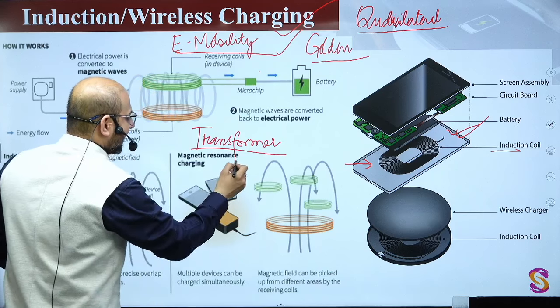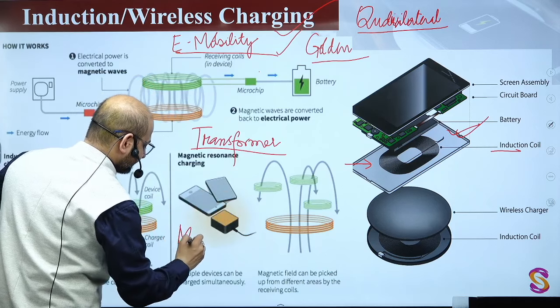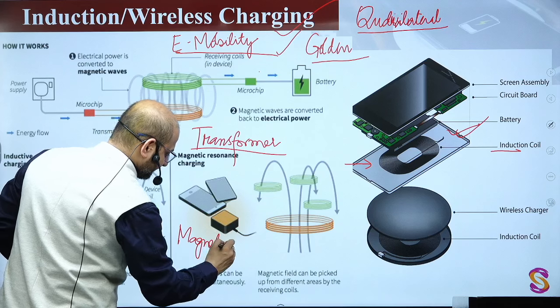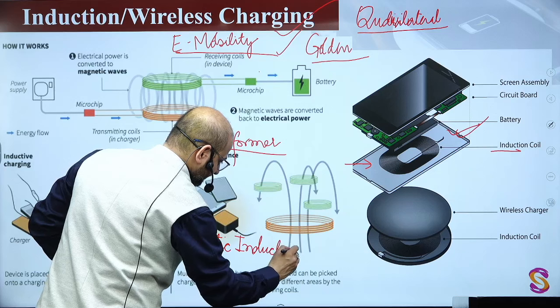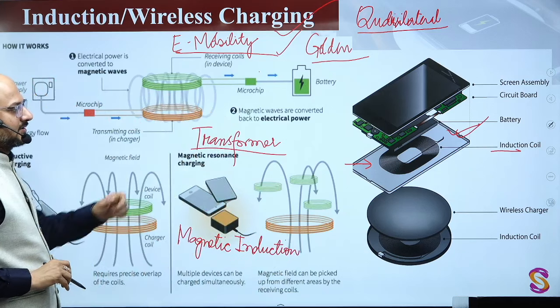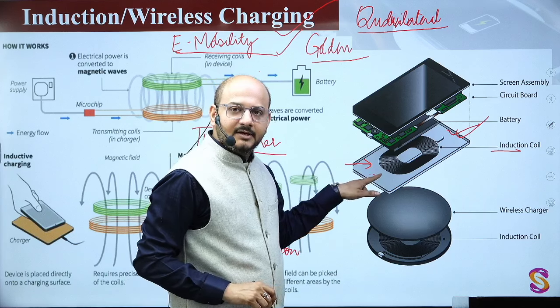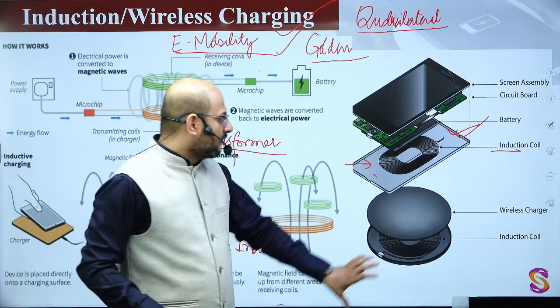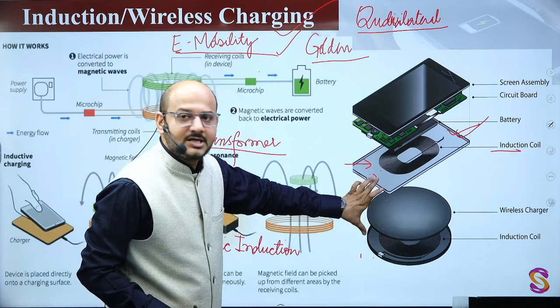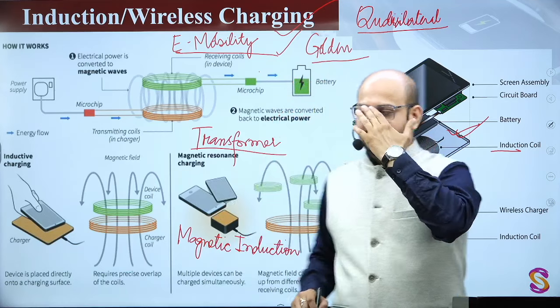Or magnetic induction. It has one coil over here, and this is the wireless charger. It also has an induction coil. Now, what is the function of these two coils? How do they induce electricity?